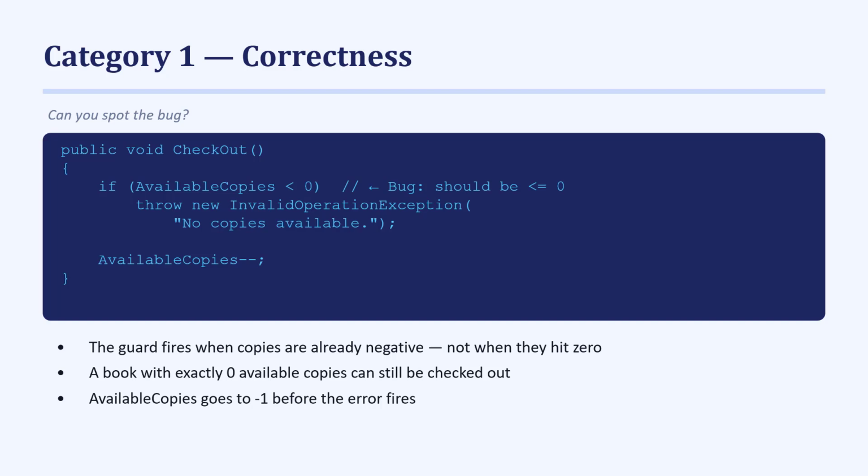So a reviewer who reads this carefully is going to notice, and I've got it in the comments there to help you out, a less than 0 means the last available copy can still be checked out, and then available copies is going to go to -1 before that guard fires, and this is going to create a situation where a book can be checked out, but it shouldn't be.